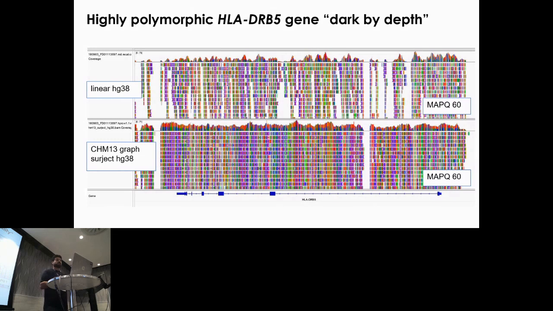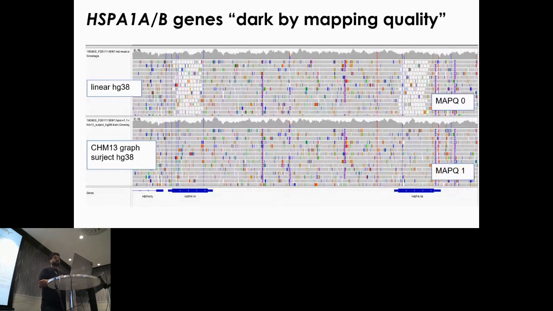And also for the HSPA1A and B genes, which were dark by mapping quality. As you see on the linear side, the mapping quality was 0, and on the graph side it's 1. And also for the SMN1 and SMN2 genes, which were dark by mapping quality, it was 0 in the linear and 1 in the graph.